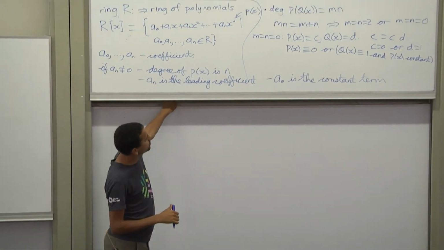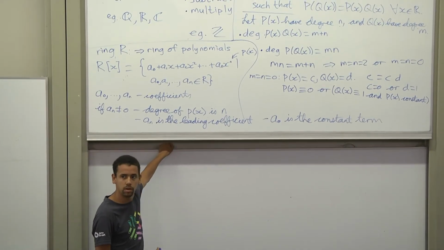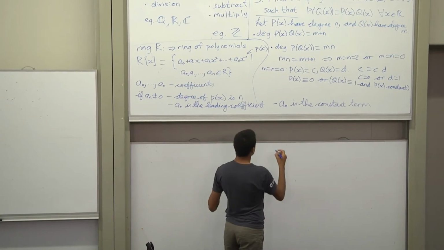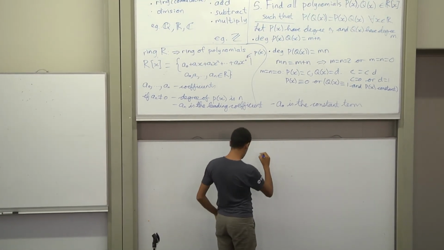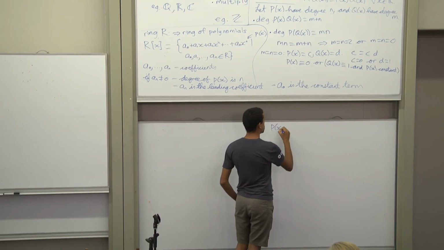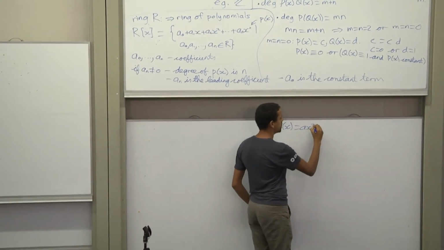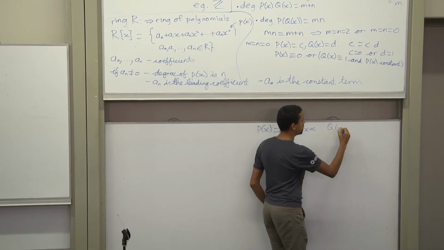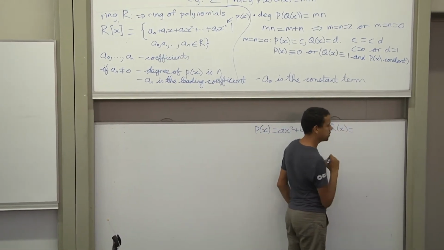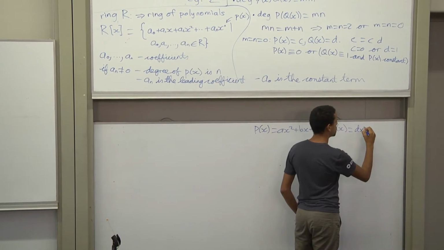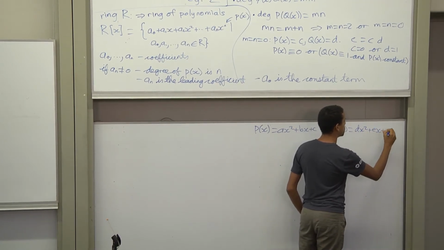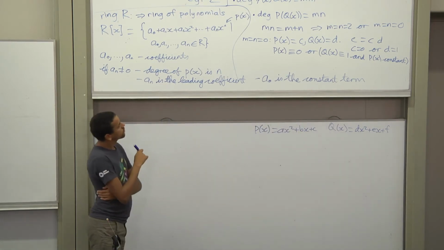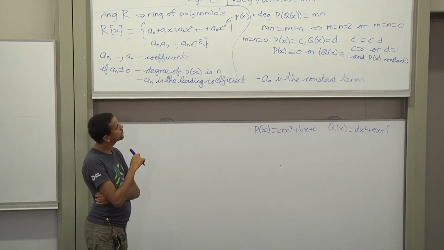In the other case, we have that both of them are quadratic. So let's suppose that p of x is ax squared plus bx plus c. Q of x is dx squared plus ex plus f. Okay.